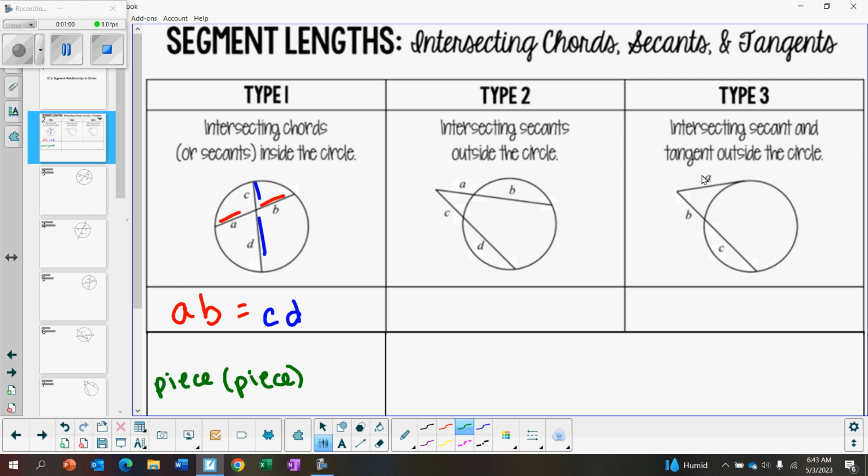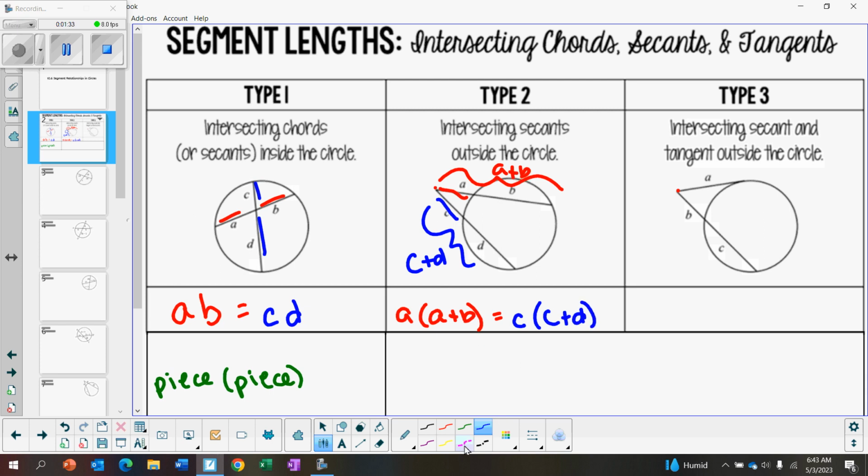Both of these are outside of the circle. If I look at where the two lines cross, they cross outside of the circle. So for this first one, it's two secants. The second one is a secant and a tangent. I'm going to take A times A plus B and set that equal to C times C plus D.